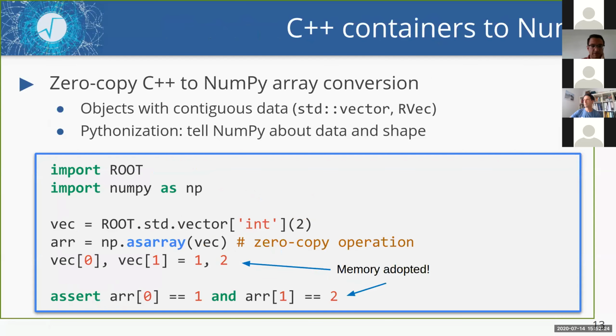Another example of interoperability, again quickly, because we're going to see it in the demo, is when you have a C++ container, like an std::vector, in Python, but you want to work with its data as a NumPy array. You can do np.asarray of the vector, and what it does is it just adopts the memory of the vector. There's no copy, but from that point on, you can use it as a NumPy array.